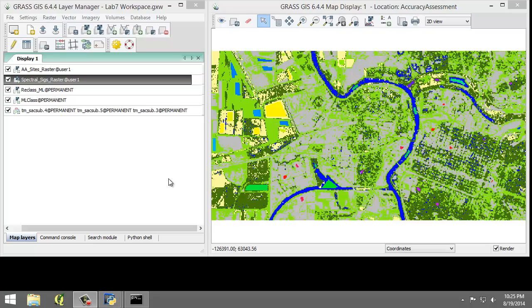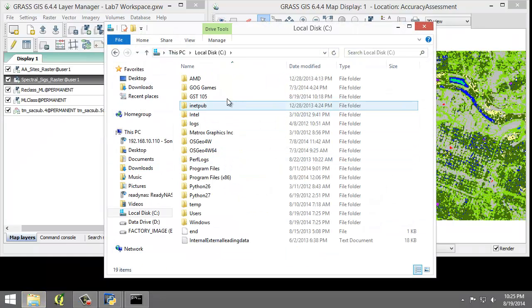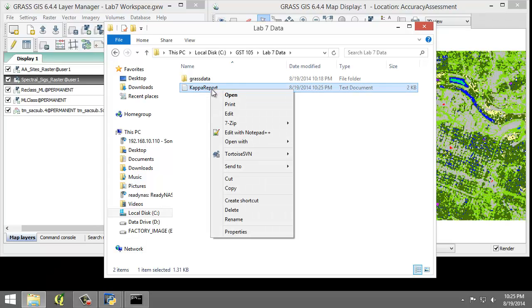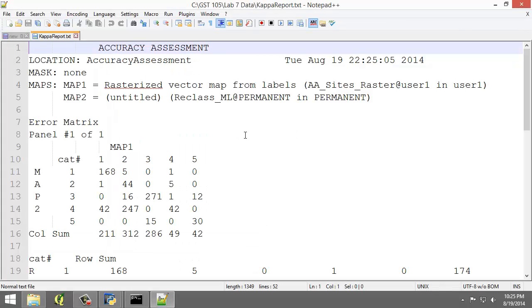In this task, we will open, review, and interpret the capital report generated in task 2. So I'm going to use my text editor to open the created capital report to view it. So I'm going to go to my lab directory, and I'm going to right click on capital report and edit Notepad++. You can open it in whatever editor you choose.